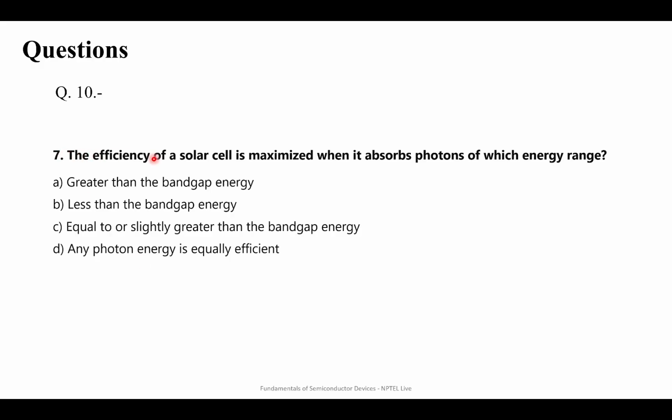Next, the efficiency of a solar cell is maximized when it absorbs photons of which energy range? Greater than the band gap energy, less than the band gap energy, equal to or slightly greater than the band gap energy, and any photon energy is equally efficient.